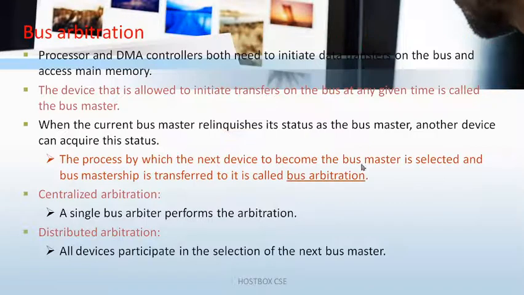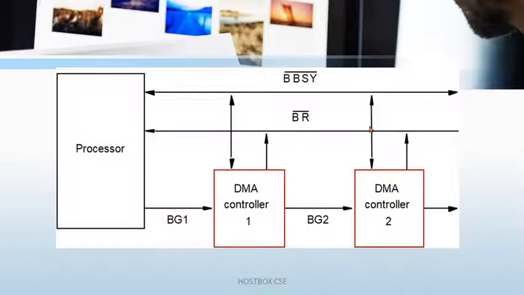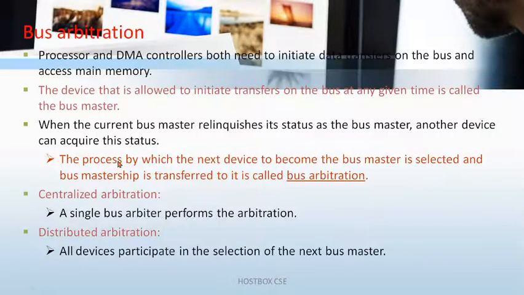Here the diagram is also important. So here is bus arbitration. This is a diagram where the processor is connected with 2 DMA controllers, where you have signals BG1, BG2, and BBSY and BR. These are mostly related to the microprocessor. So try to understand the important points and catch them.